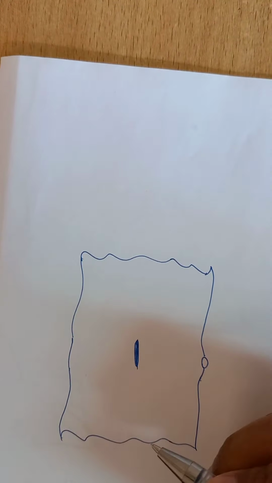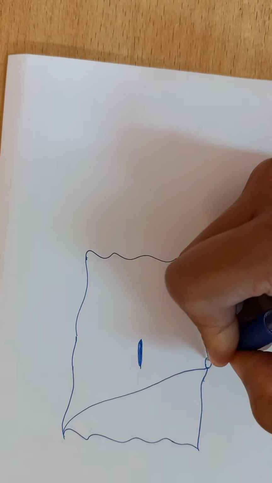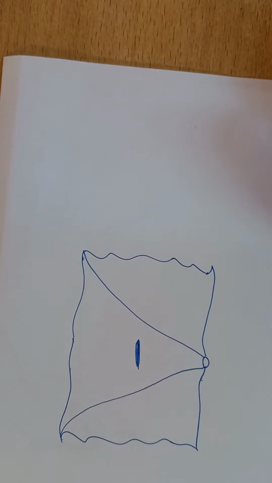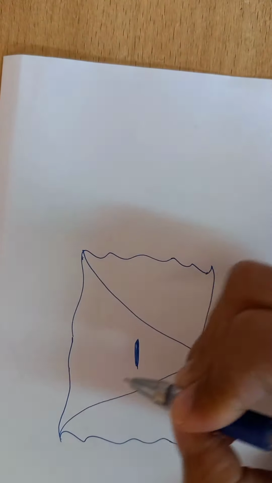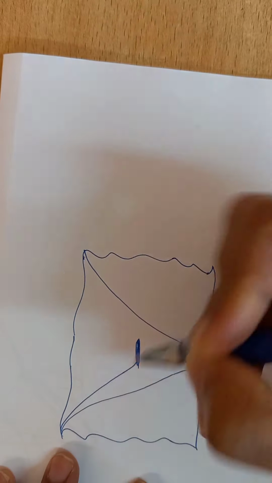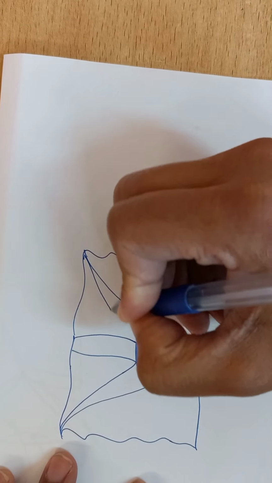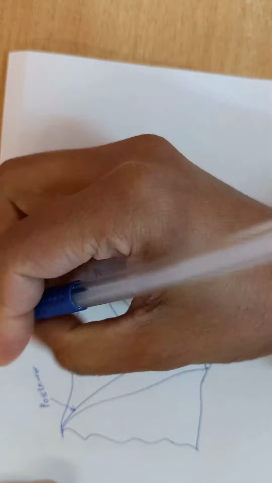Now I am drawing sternocleidomastoid muscle, which separates the anterior and posterior triangles. Here's the sternocleidomastoid muscle, left and right. And we have digastric muscle, which has two bellies, anterior belly and the posterior belly, and it is connected to the hyoid bone. This is the posterior belly of it, and this is the anterior belly.